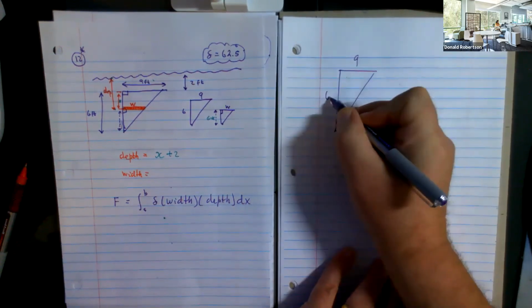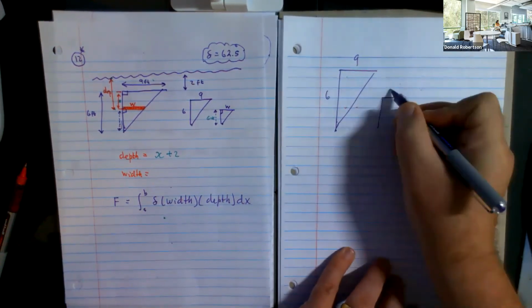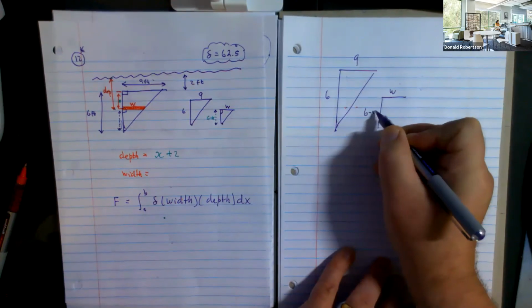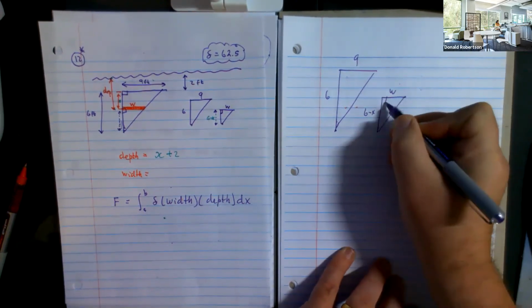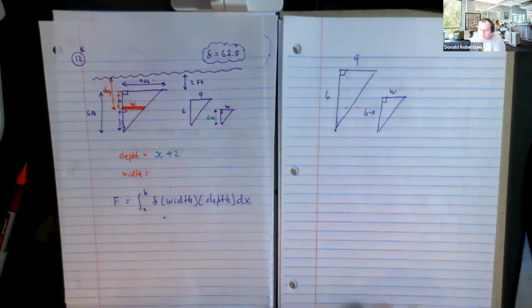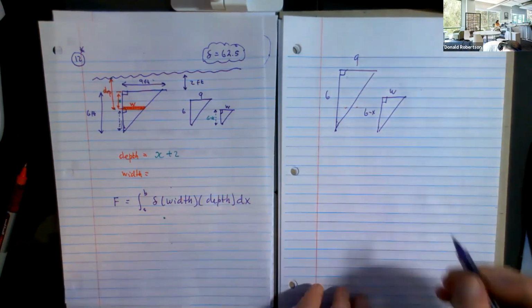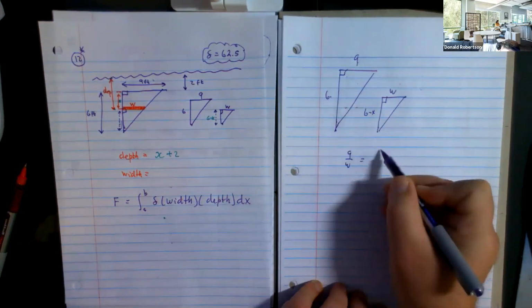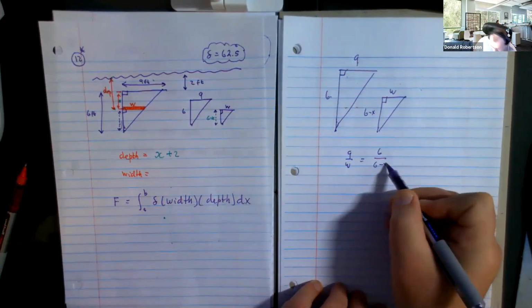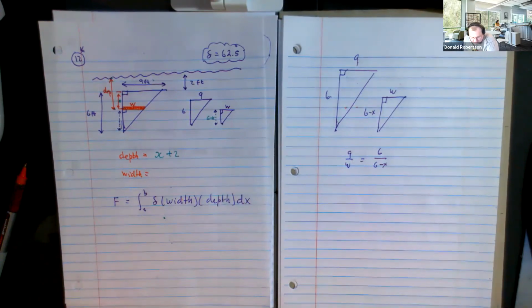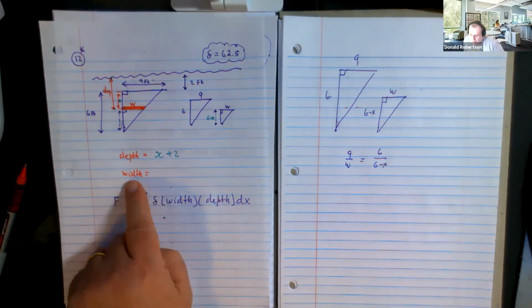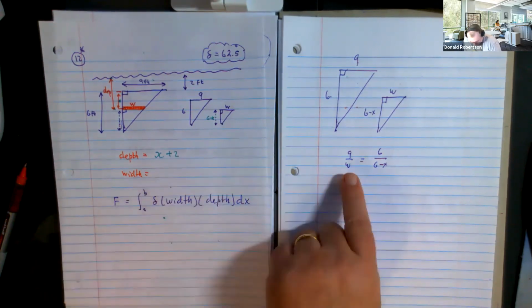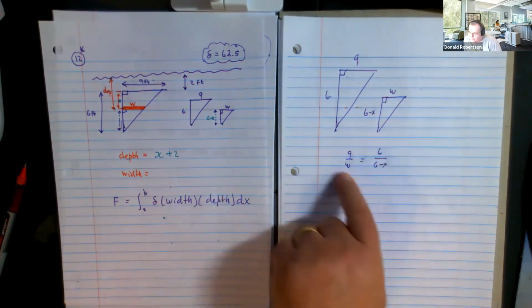We have a 9 by 6. We have a width by 6 minus x. And these are similar triangles, right? Which means you can take 9 over w and 6 over 6 take away x. And our job is to find out what w is, right? What the width is. So we're going to solve this equation for w.